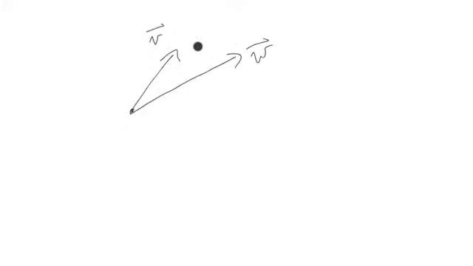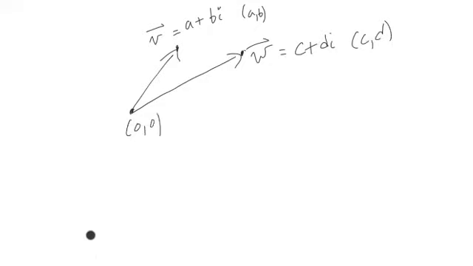These two vectors can be thought of as complex numbers since their tips have coordinates in the xy plane. So you can think of v as being like a plus bi, where we just take this as ab as the coordinate of the tip. Similarly, w could be something else, c plus di, and the coordinates of the tip are just cd, and they both stem from the origin. So you can think of vectors as being complex numbers.